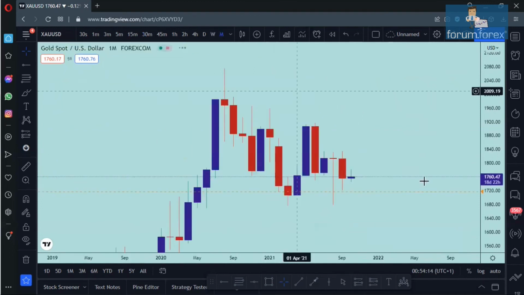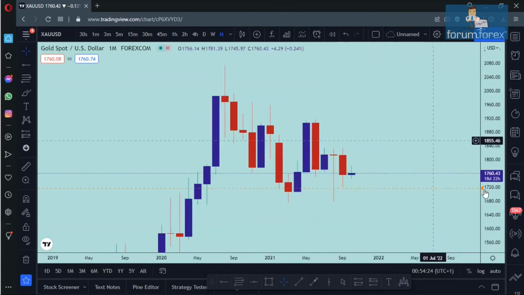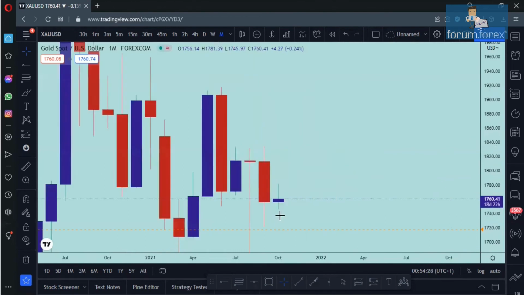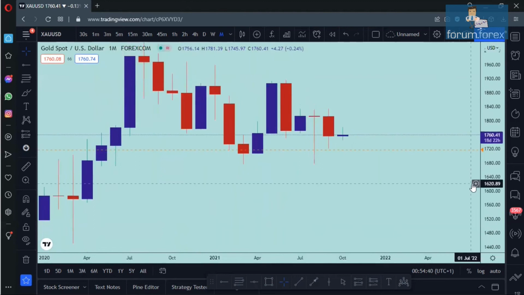Now if you simply look at the monthly time frame, it takes a month, 30 days for every candle to form on the monthly time frame. From the open to the close, it takes a month. So currently you could actually see that we have a candle that's still forming. This is a monthly candle, and you could actually see that we have 18 days and 22 hours for this candlestick to close.